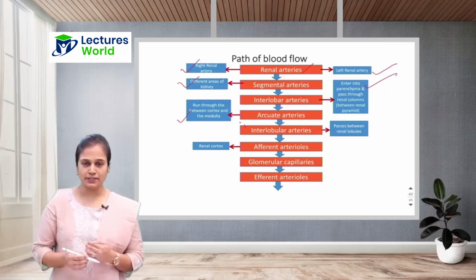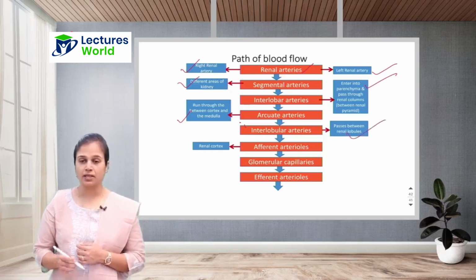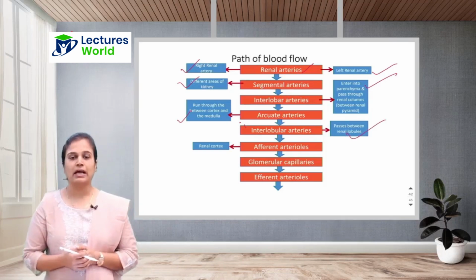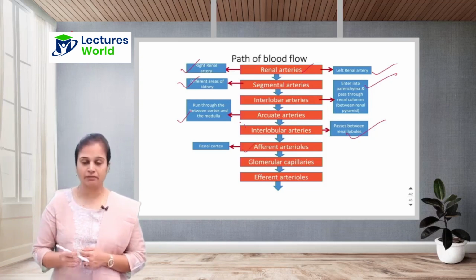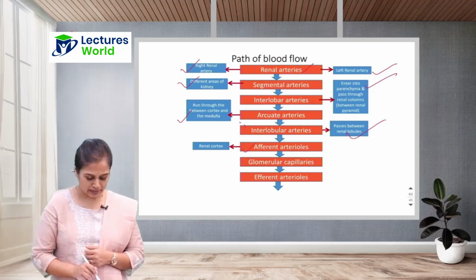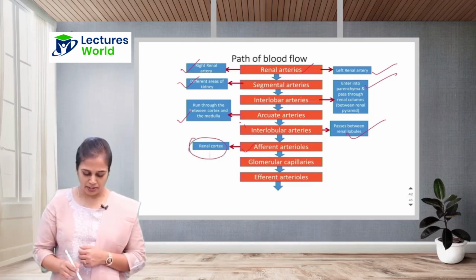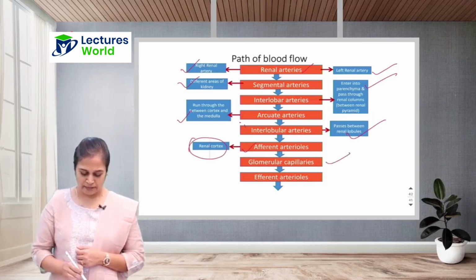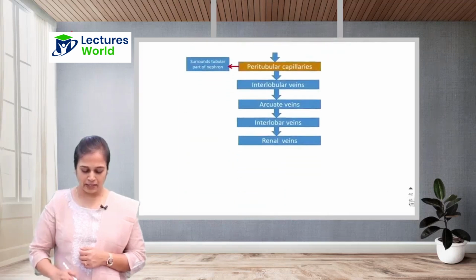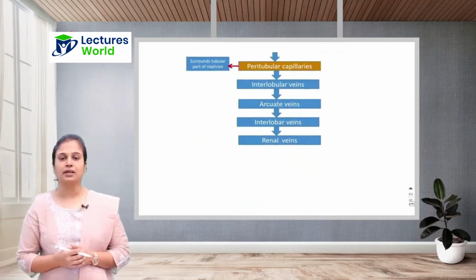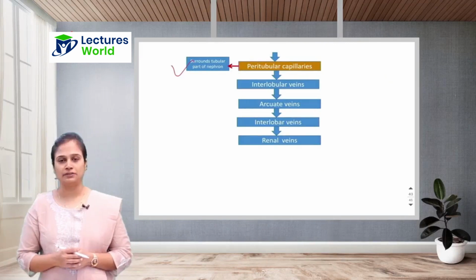From the arcuate artery, it becomes the interlobular arteries, which pass between the renal lobules, and from the interlobular arteries it becomes the afferent arterioles, and this supplies the renal cortex. From the afferent arterioles, it becomes the glomerular capillaries. From the glomerular capillaries, the efferent arterioles, and then it comes into the peritubular capillaries. These peritubular capillaries surround the tubular part of the nephron.